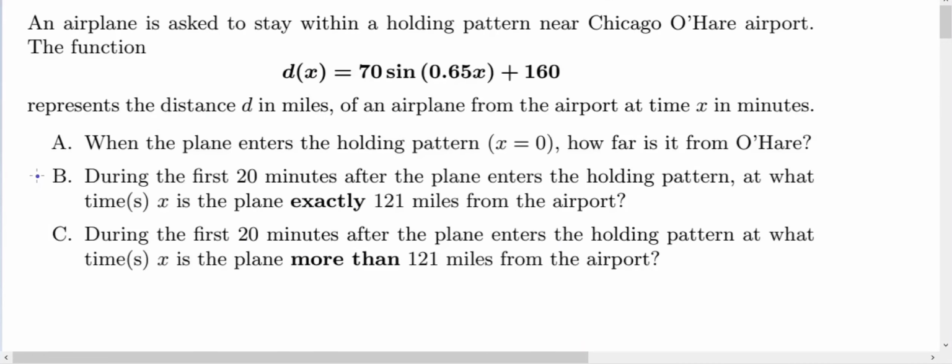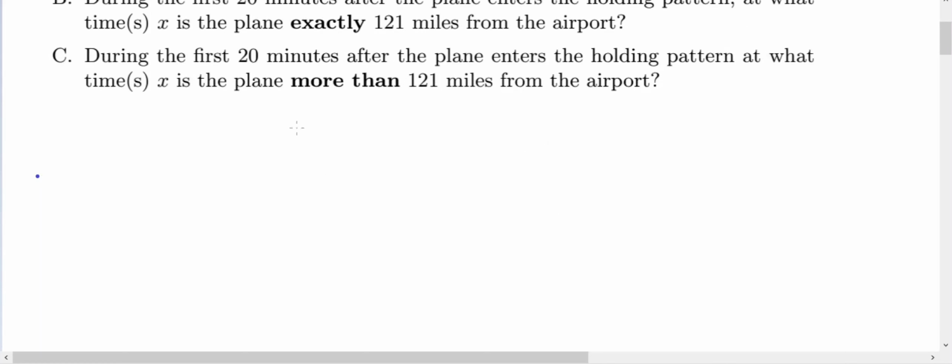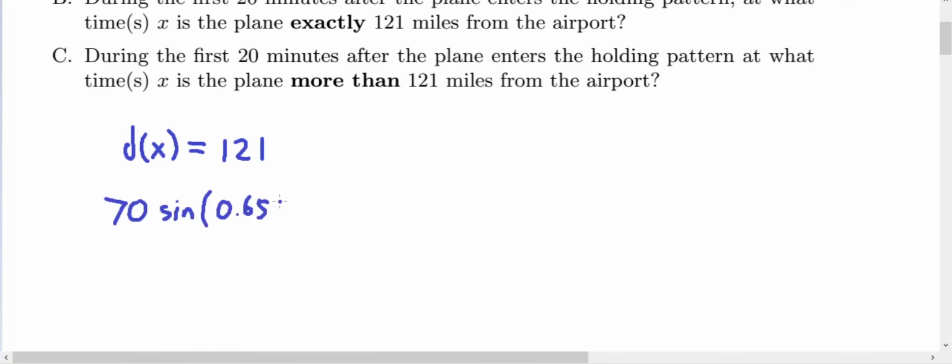For part B, we have: during the first 20 minutes after the plane enters the holding pattern, at what time or times x is the plane exactly 121 miles from the airport? What we need to do is find when d of x is equal exactly to 121 miles. This is going to occur possibly for multiple times x. So we just need to replace d of x with what it equals. So the function 70 sine of 0.65x plus 160 is set equal to 121.